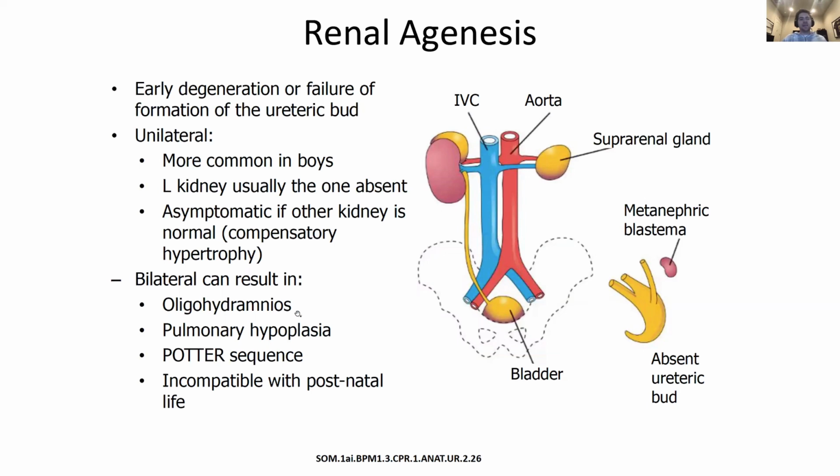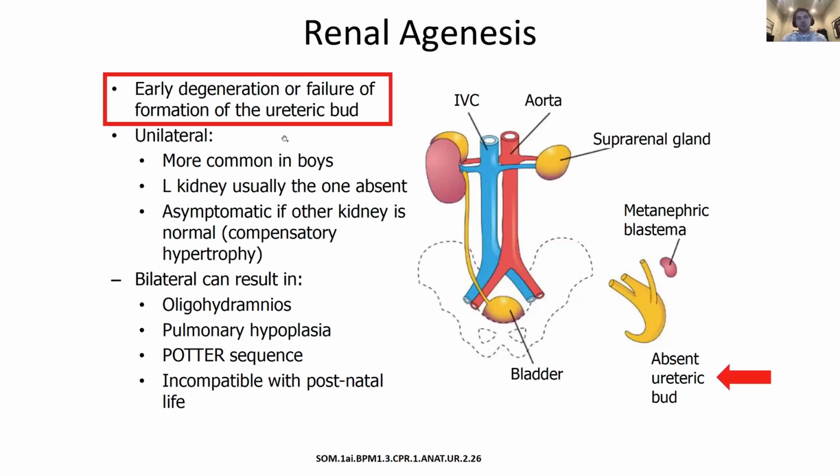And there's some problems that can develop. Oligohydramnios. Think about the idea that the fetus can swallow amniotic fluid, but he has no way to excrete it. So that can result in oligohydramnios. If that's the case, remember we talked about pulmonary hypoplasia. If you're not consistently swallowing fluid, you can end up with pulmonary hypoplasia, right? Because the lungs aren't being developed. And Potter sequence is one of those classic scenarios they talk about with bilateral agenesis.